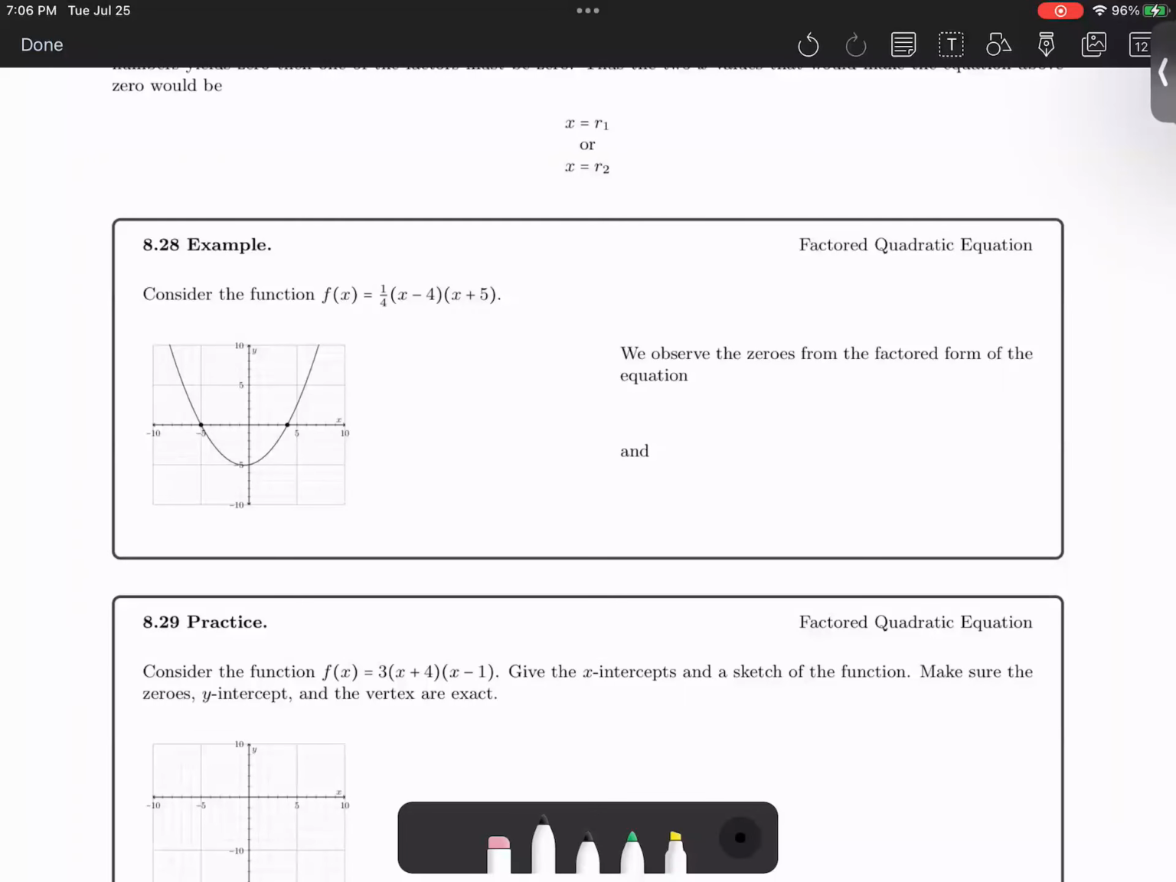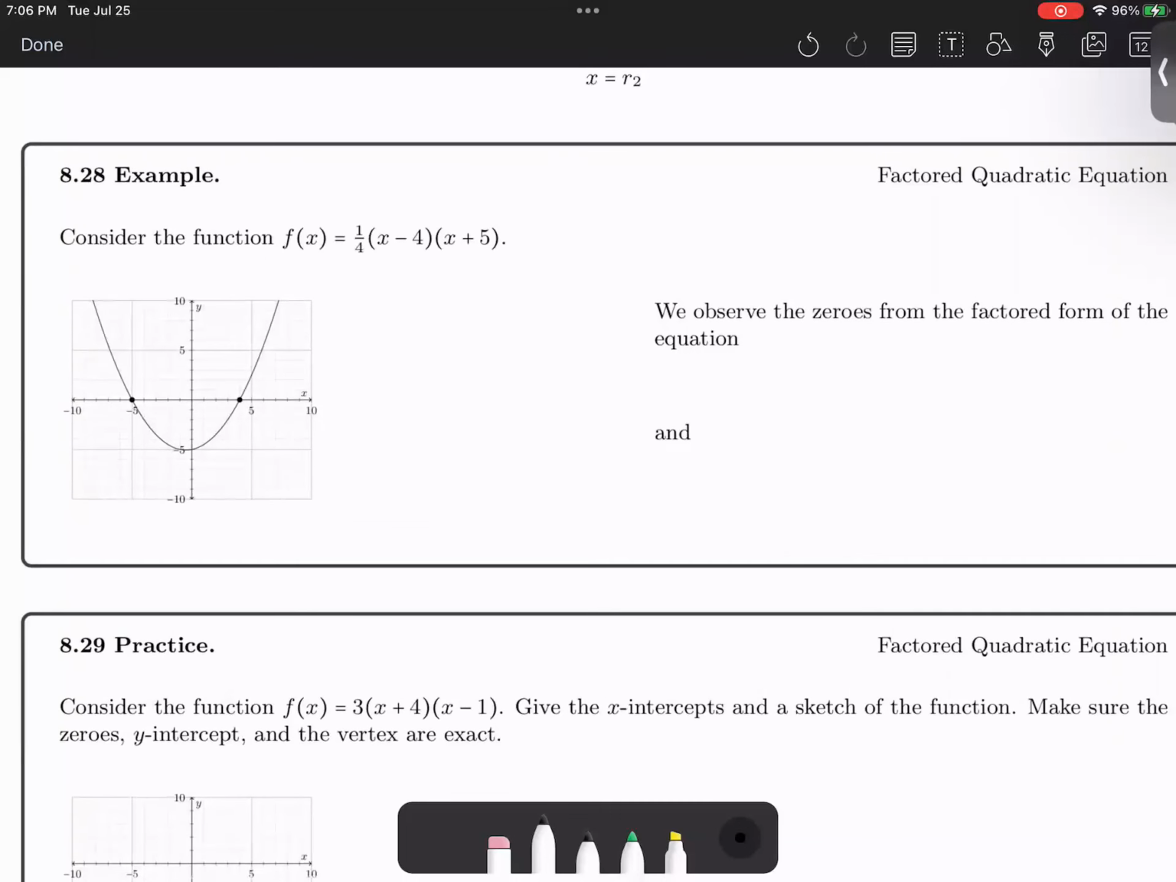Let's talk a little bit about the factored form of a quadratic equation. So far, when you think about quadratic equations, what should come to mind is an equation that looks like ax squared plus bx plus c. But so long as you have something that will eventually turn into this, maybe with some simplification, you can still consider it a quadratic function.